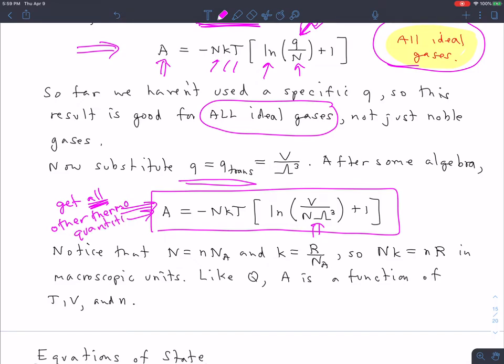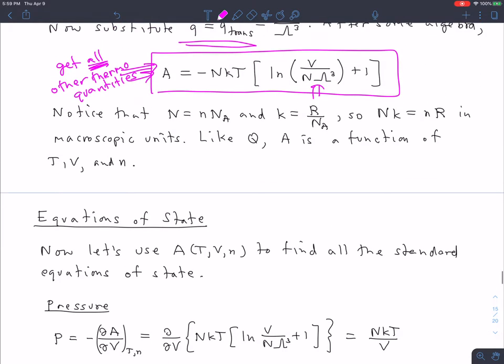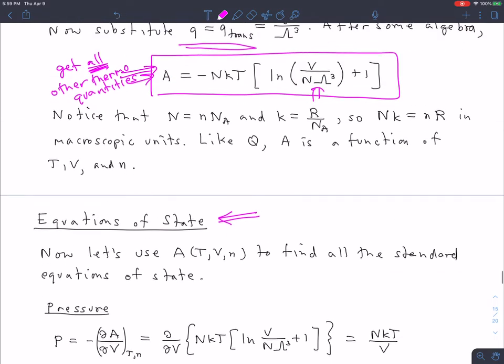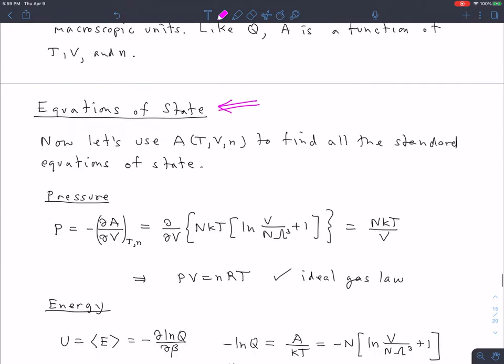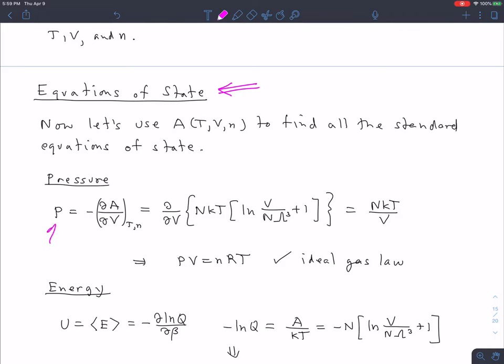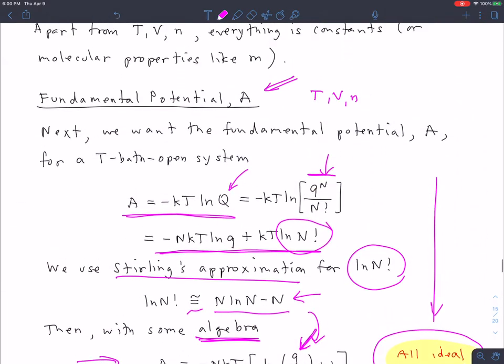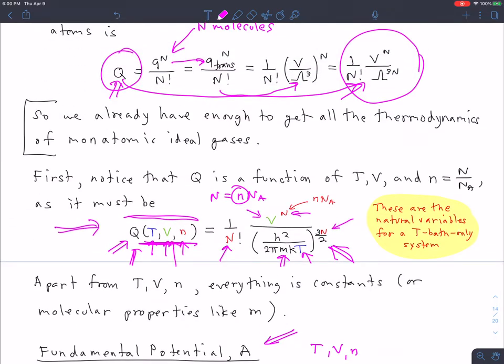So let's see how we do that. Well, what are the quantities we want? Let's get some equations of state. The equations of state are closely related to the Helmholtz free energy. For example, the pressure is equal to minus the derivative of the Helmholtz free energy with respect to volume, holding temperature and mole numbers constant. Notice how these variables match up so nicely with what we actually have up here, right? We have T, V, and N up here.